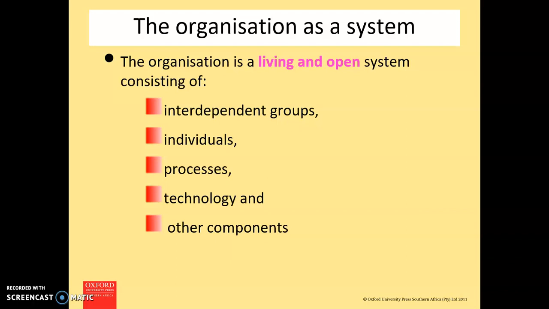Organizations is actually a living and open system, consisting of interdependent groups, individuals, processes, technology, and other components. So it's considered living because there are some parts, groups, or elements in the organization that make the organization more alive, or considered open and also alive. That's what it says: organization is a living organization. It's not meant that an organization is like an animal, or a human being, or a tree that's growing, but it is considered living because of the elements or factors it comprises that contribute to the organization as a living system.